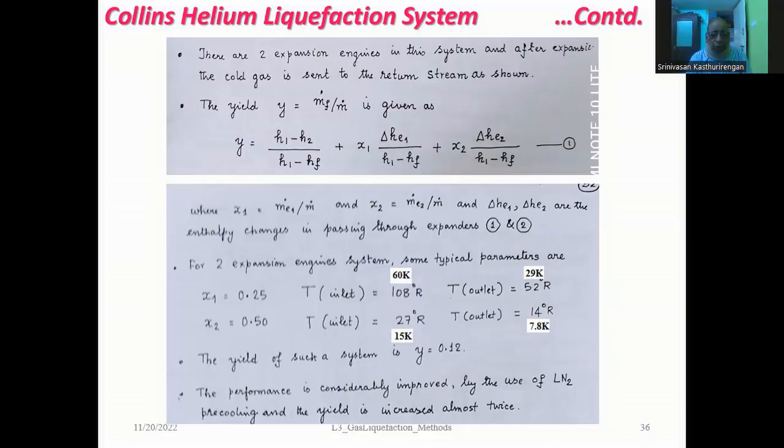Typically, if you consider x1 as 0.25 and x2 as 0.5, that is 25% is x1 and 50% is x2, and let's say the remaining 25% goes through the JT. Let's say the inlet temperature of the first expansion engine is 60 Kelvin and the outlet is 29 Kelvin. The inlet temperature of the second expansion engine is 15 Kelvin and the outlet is 7.8 Kelvin. If you use those numbers, then the yield of such a system is approximately 12% or 0.12.